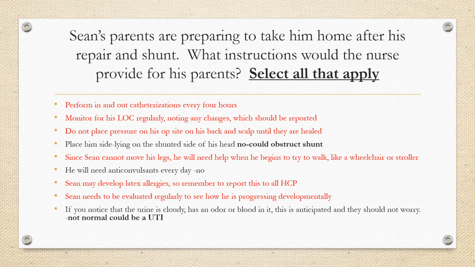Sean needs to be evaluated regularly to see how he is progressing developmentally. Yes, constant evaluation and early intervention are key in helping Sean. If you notice that the urine is cloudy, has an odor or blood in it, this is anticipated and they should not worry. No, we're going to tell the parents that this could be a UTI. Anytime we see blood or cloudy urine, we're thinking of a UTI infection. So we want to make sure that the parents know when they're cathing Sean to be looking out for those findings.